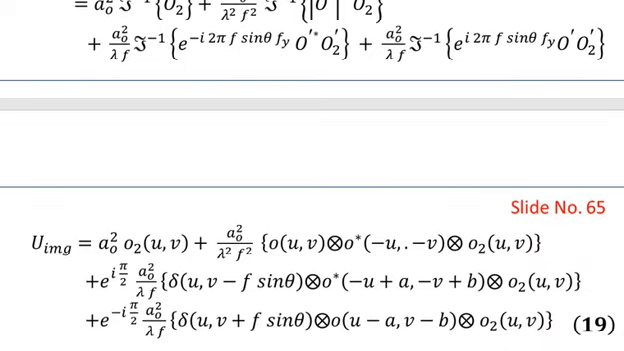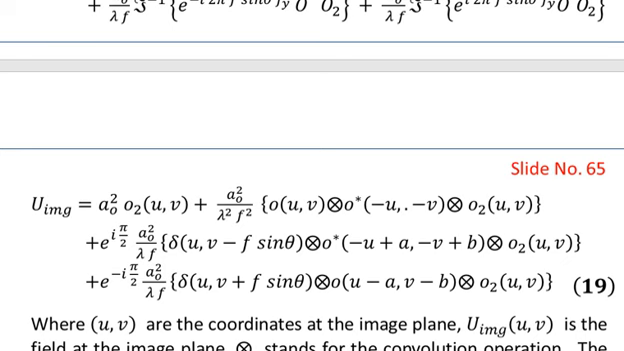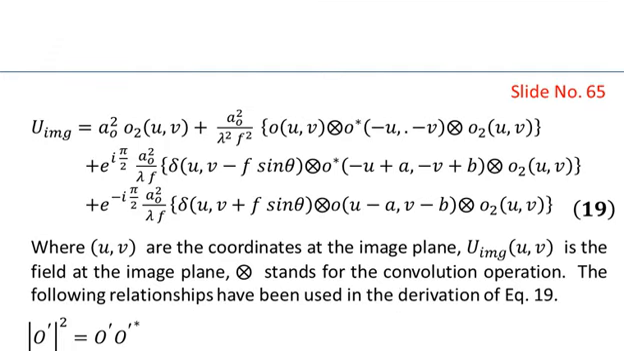And then you know that we have the third term, which is O2 prime. The convolution of the O2 prime is represented by, because O2 prime is actually the Fourier transform, the spectrum of O2, so we have represented it by the spectrum of O2 at the frequency domain, which is u and v. And similarly, the fourth term has been explained as the last term in equation number 19. So these terms are straightforwardly written, and I hope that if you have gone through all my previous slides, it is very simple to understand each of these terms, where u comma v are the coordinates at the image plane, and capital U with the subscript imj as a function of u and v is the field at the image plane.